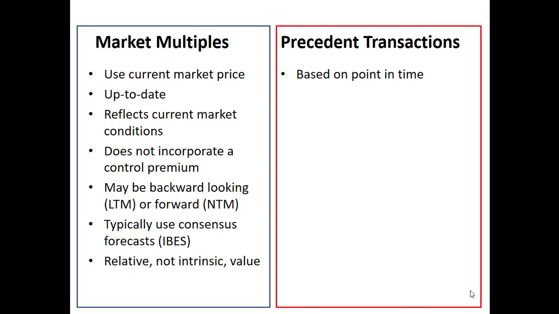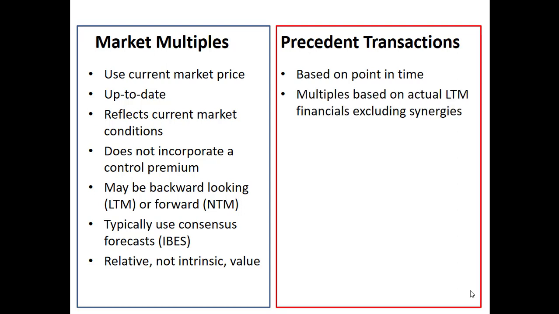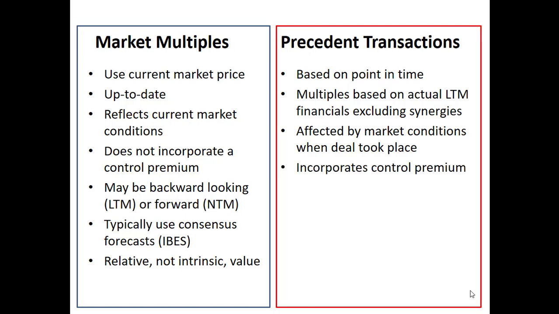They're typically using consensus earning forecasts, and they do provide a relative, not an intrinsic or fundamental value for the company. Precedent transactions are based on mergers and acquisitions that happened at a given point in the past. They are the multiples that were actually paid, based on the last 12 months, and they do not include the synergies that might have been part of that transaction. They are affected by market conditions and waves, so after a series of mergers in a given industry, the multiples will become higher.